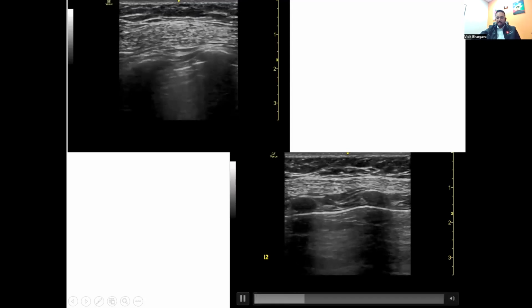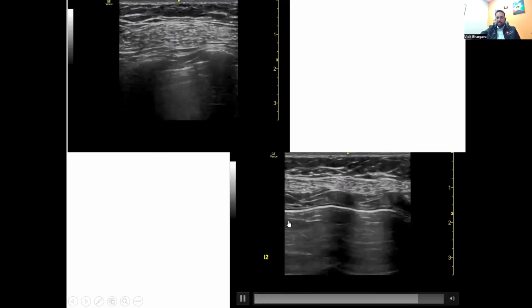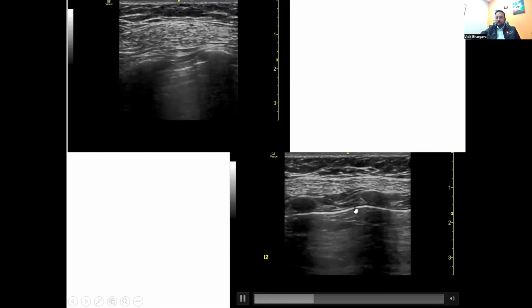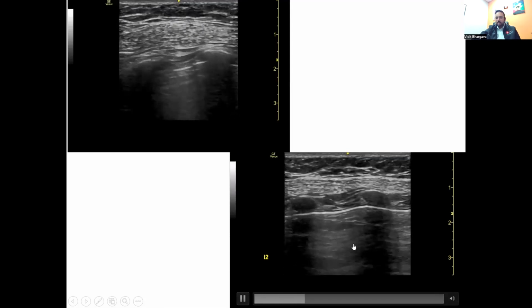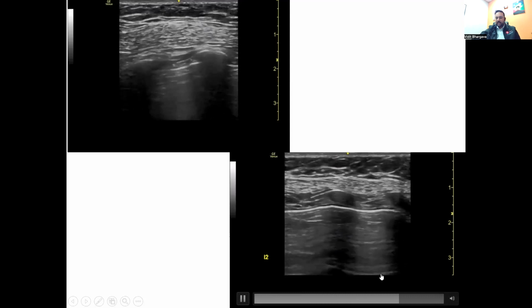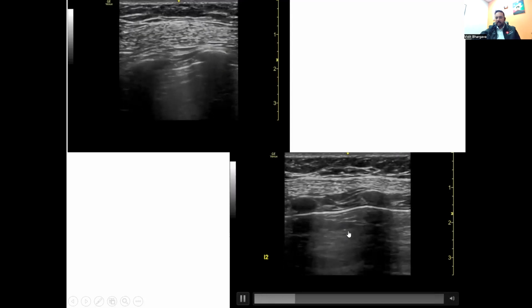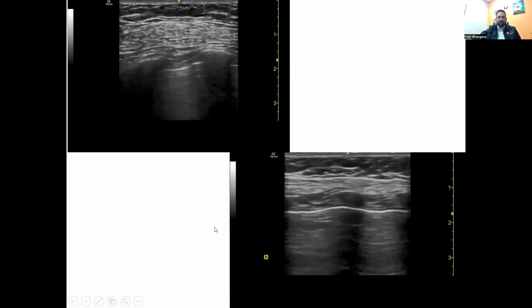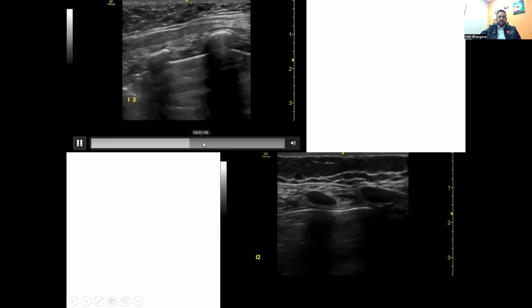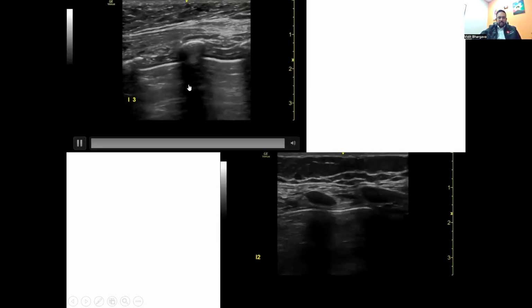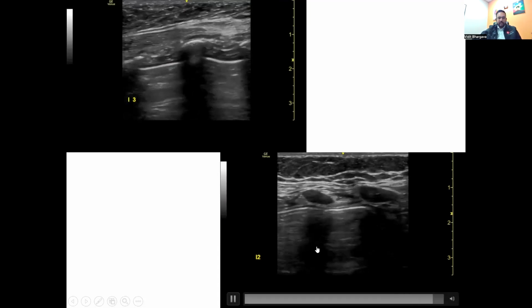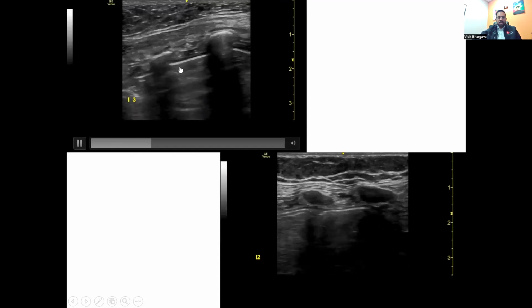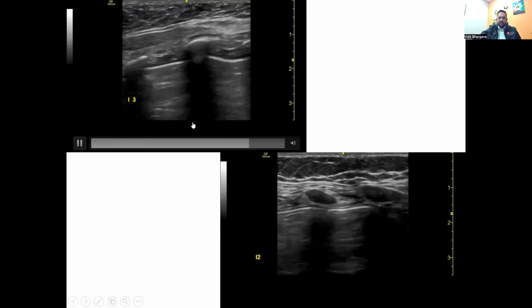When we look at the second clip, again, you can see the pleura looks nice and smooth. There's no apparent sliding. Multiple A lines can be seen underneath, and there are no vertical artifacts again. In the lateral lung zones, very similar findings to what we see in the anterior lung zone. Again, no pleural sliding and no vertical artifacts.